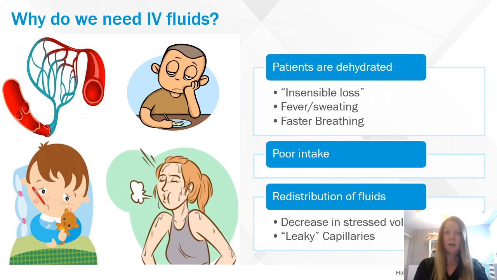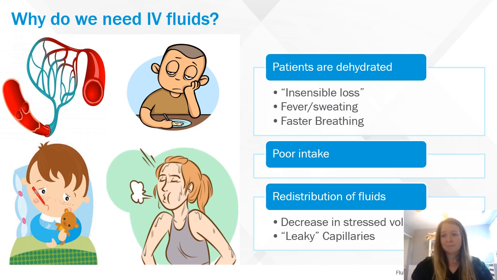Now, because this is a talk track about fluids, we're going to talk about why we need IV fluids when we're septic. So there's a few reasons. First, the patients are typically dehydrated because they have insensible loss. This could be from having an infection and their body is trying to fight it off, and they start having fevers. When they have fevers, they start sweating. Also, there's an acid-base issue when it comes to sepsis, and a lot of patients start breathing faster, which is why we have a respiratory rate higher than 20 as one of our markers for the SIRS criteria.